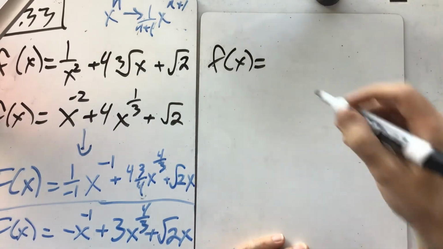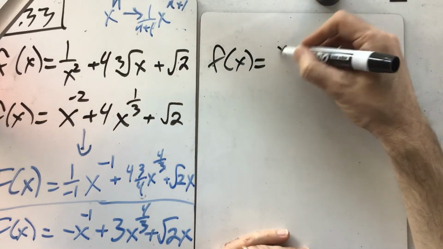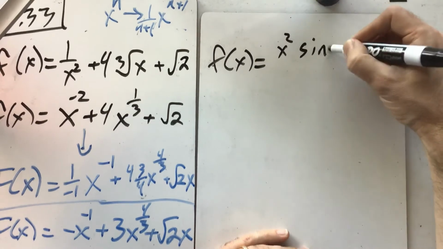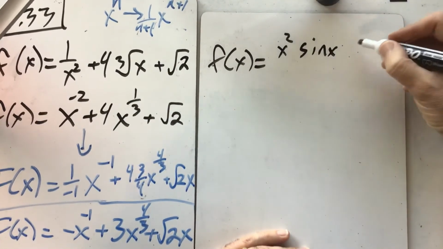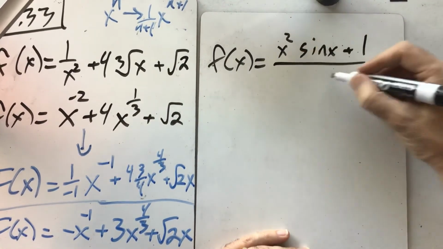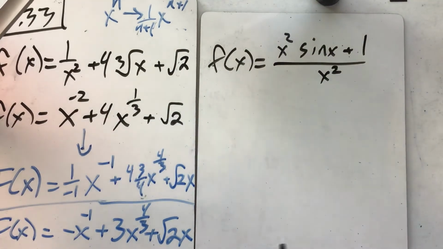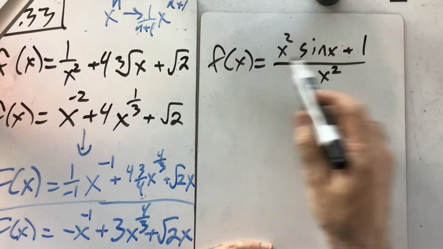Our second one, we have f of x equals x squared sine of x plus 1 over x squared. Well, this is a problem where we need to do a little bit of algebra. And the way I'm going to do the algebra is I'm going to unadd the fractions.